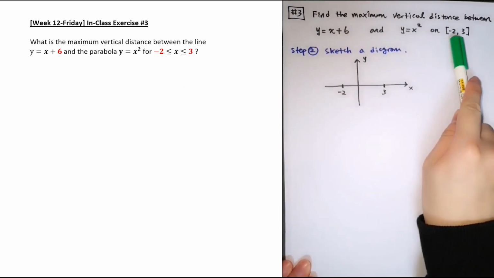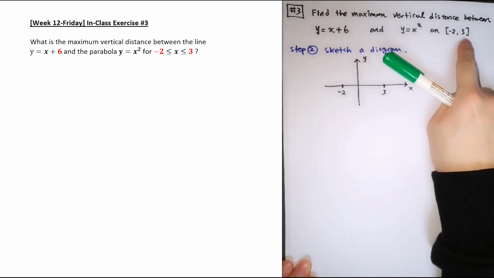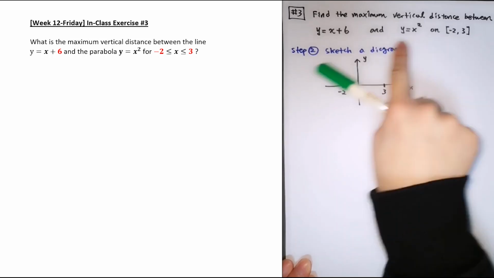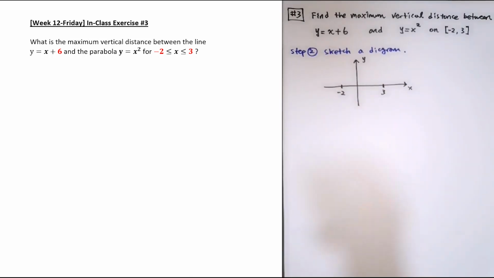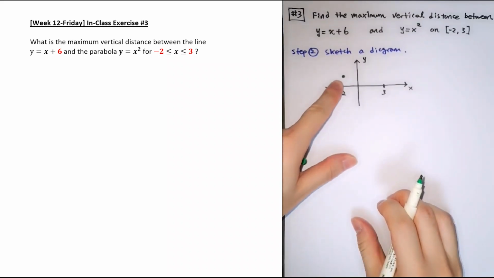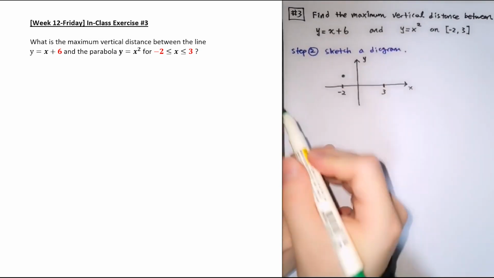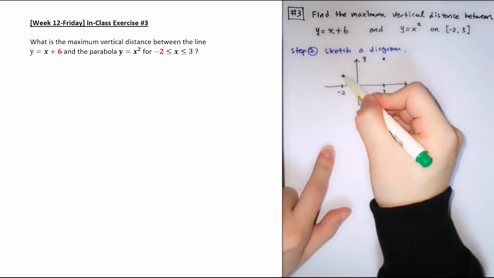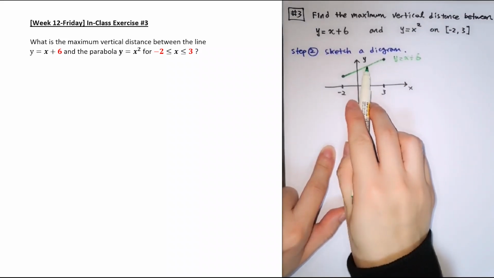If you look at this interval, we have to start from x equal to -2 up to 3, right? So plug -2 into the x. Our y value becomes 4. Let's say somewhere here, the line starts from here. If you put in 3, 3 plus 6 becomes 9. So this is the line y equals x plus 6.